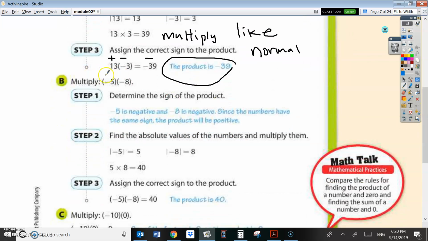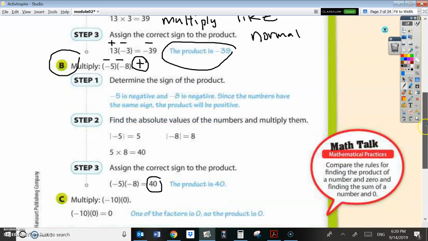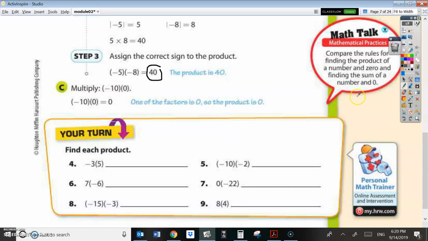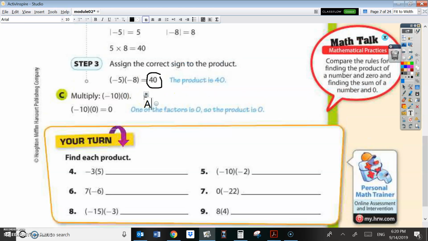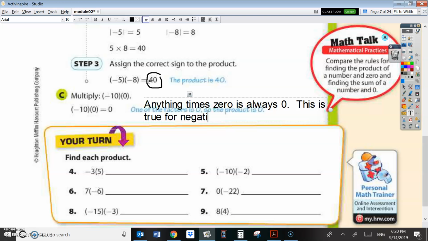So what do you know right now? Bad things happen to bad people, and that's good. So this one must be positive. Is it? It's positive. Okay, look at this one. Anything times 0 is always 0. This is true for negative integers as well.